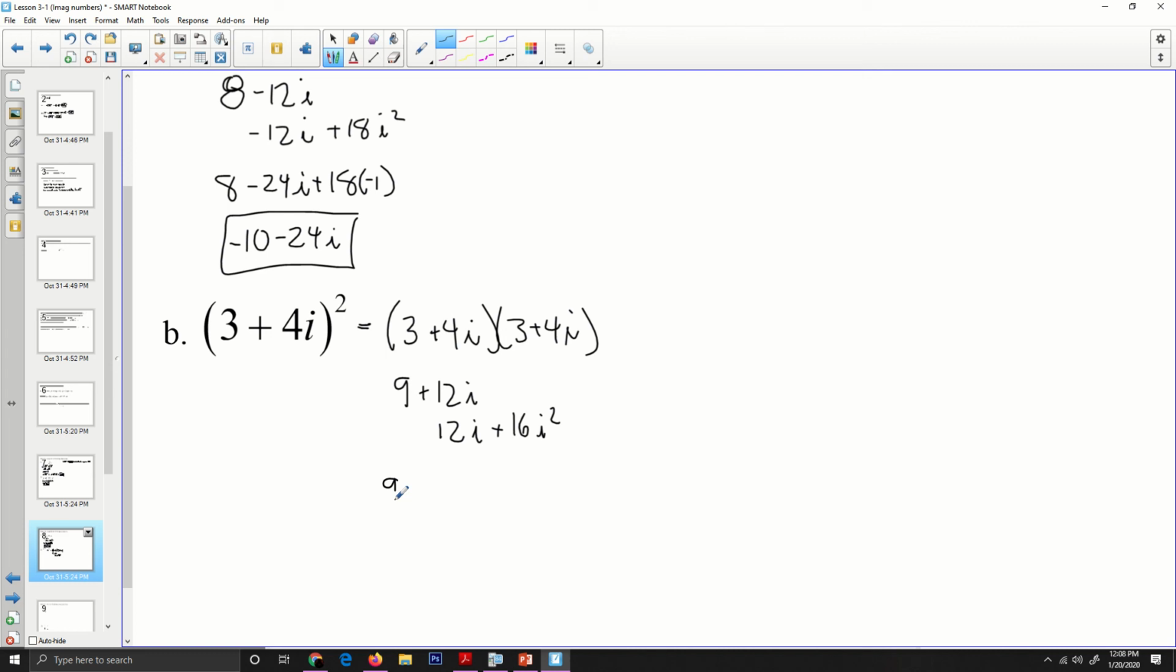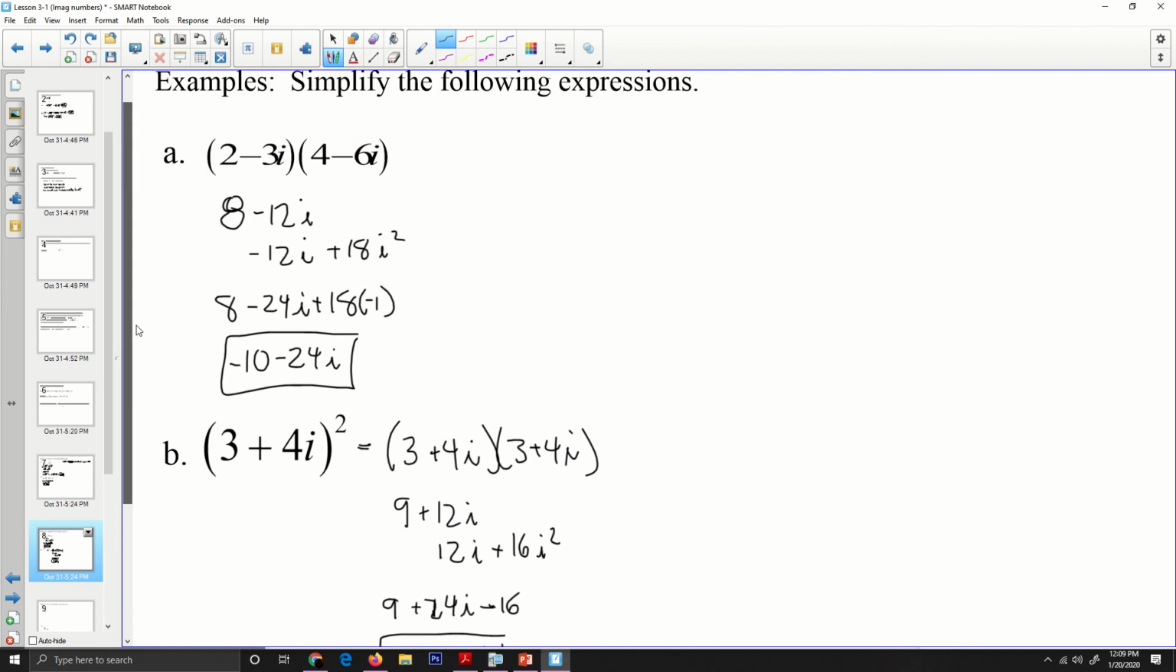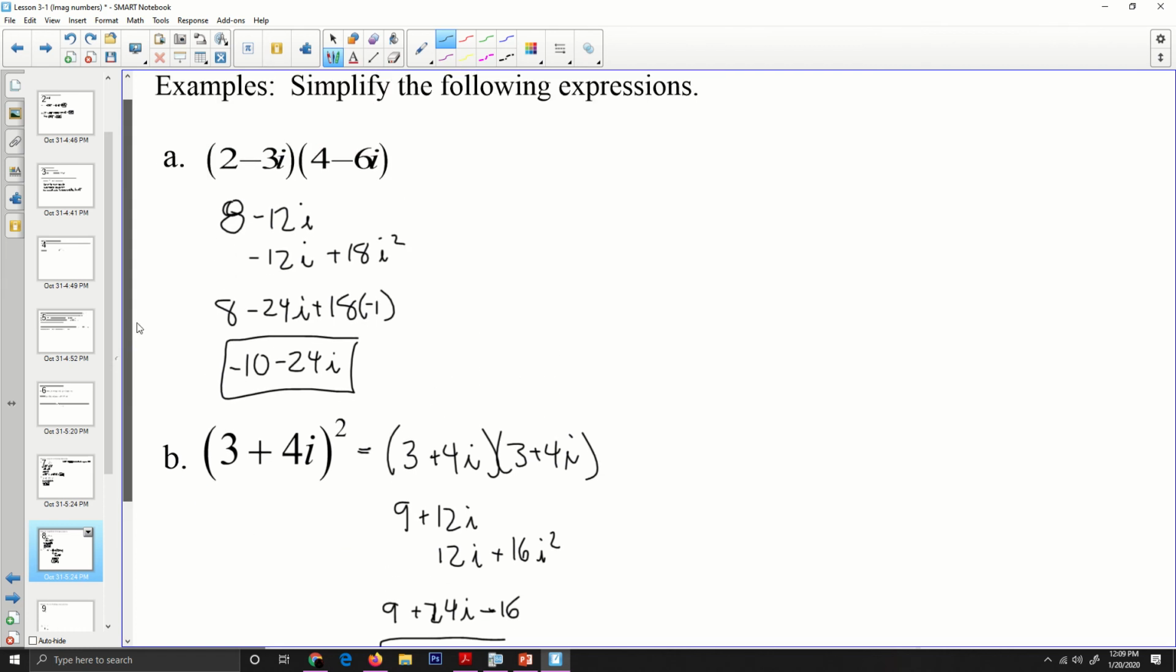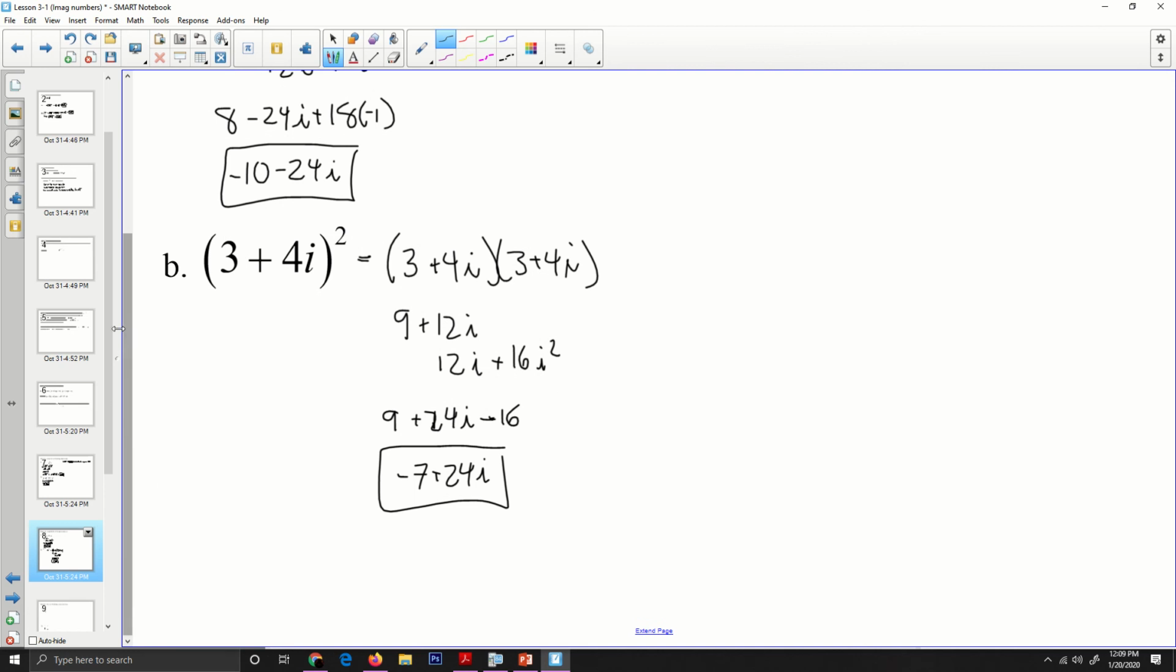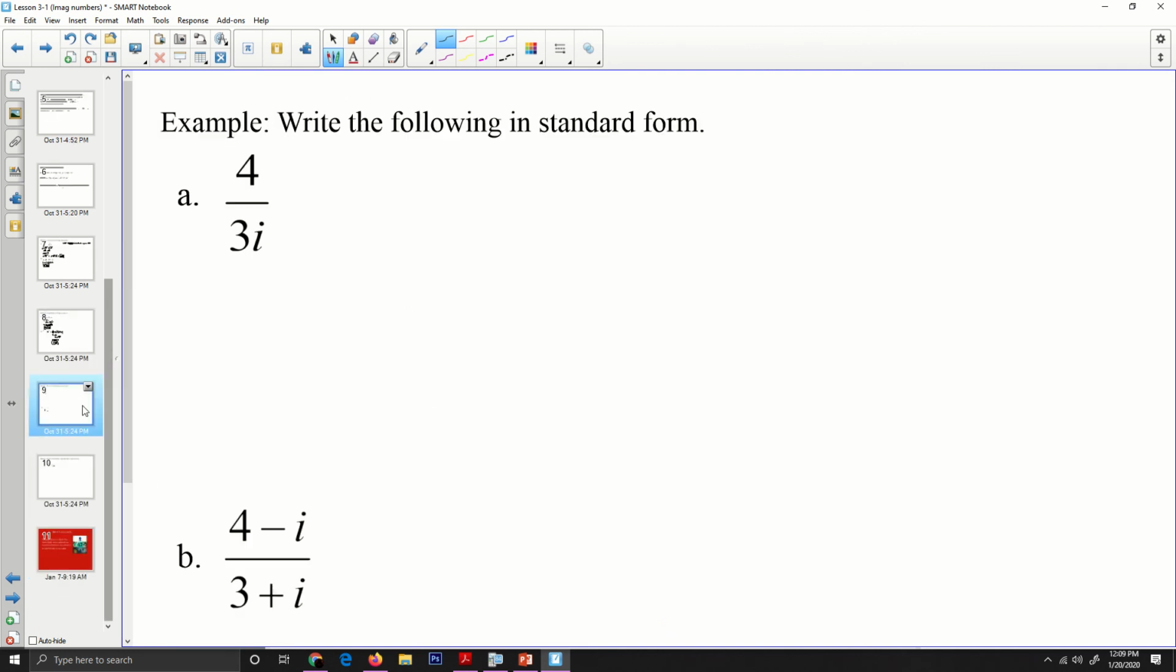And so I'll have 9 plus 24i, and then it'll be minus 16 because of the negative 1 that's i squared. And so we'll say negative 7 plus 24i. I think that looks right. I think we'll stick with that. All right, let's go to the next one.